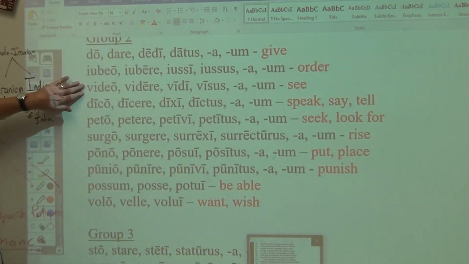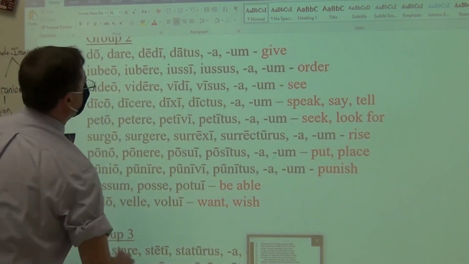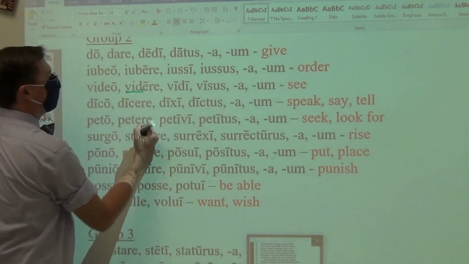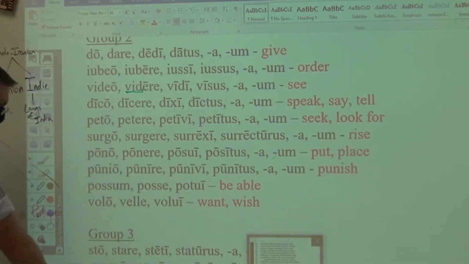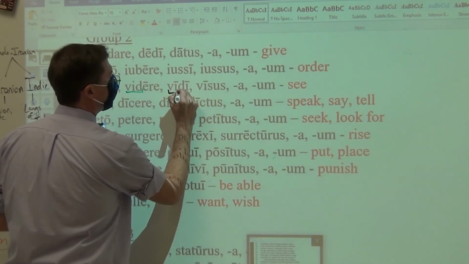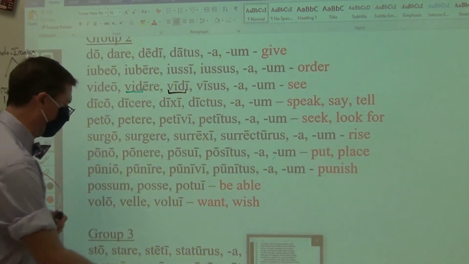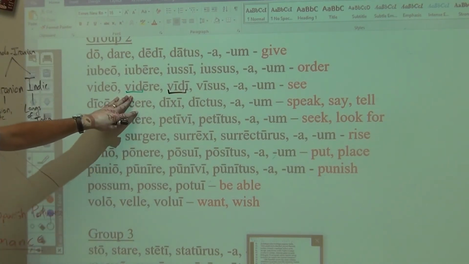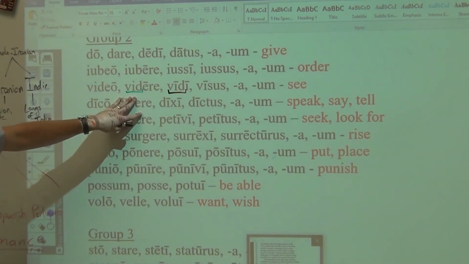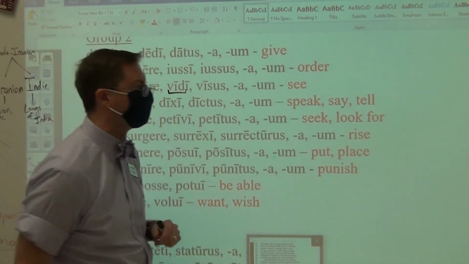However, sometimes the stem of the perfect is what we call lengthened. So take a look at video, videre. Video, videre, my present stem, is VID. Go to the third principal part, and it's still VID, but that I is now lengthened. And so the perfect stem can very often be lengthened. And that's why I would say it, video, videre, vidi, visus, really emphasizing that third principal part.